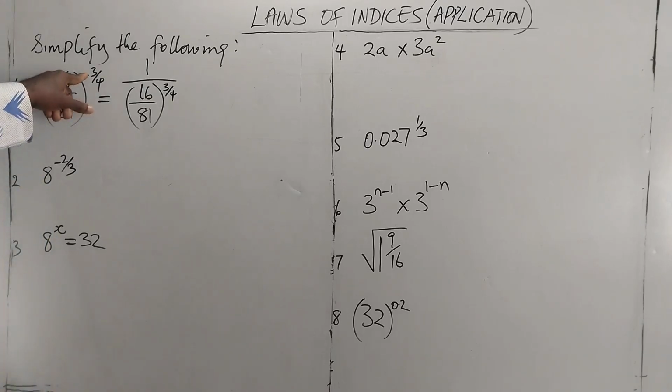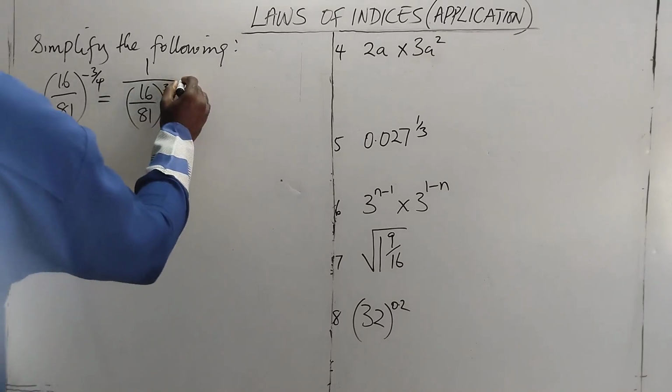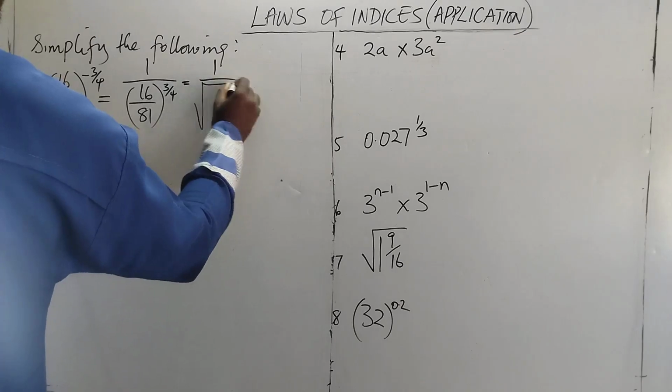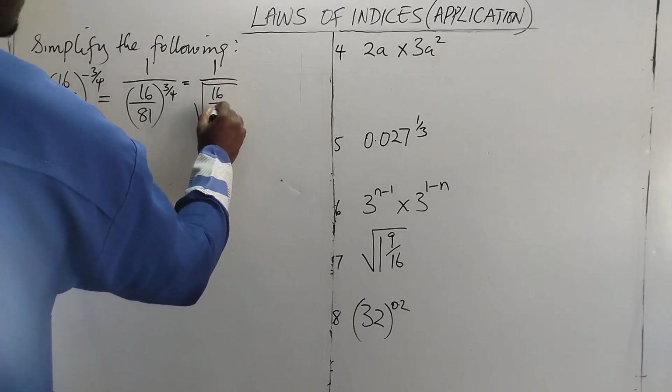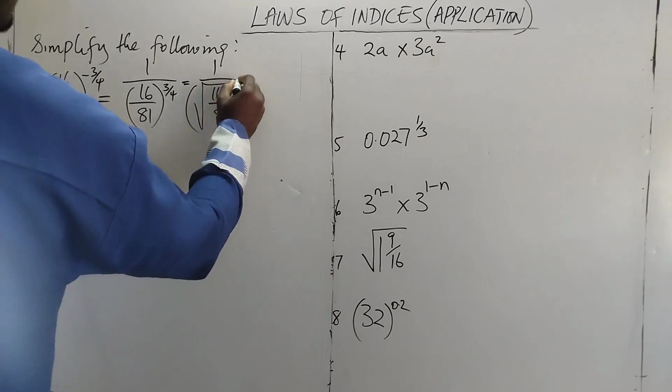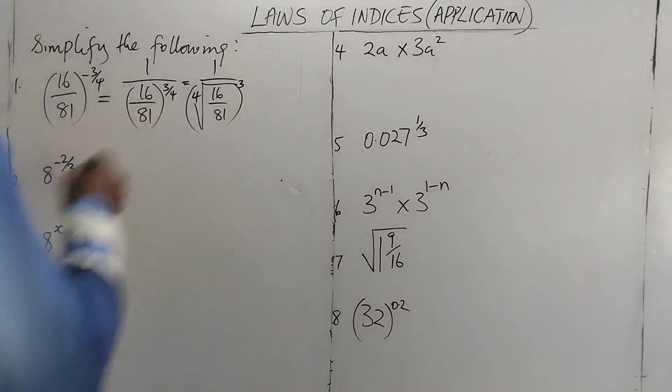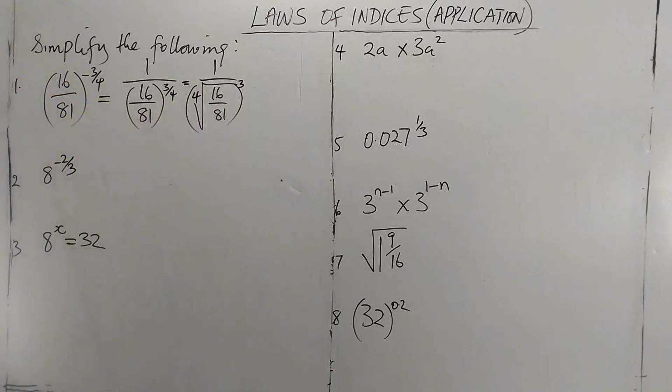It's because of the negative index, that's why we have 1 over 16 over 81, all raised to power 3 over 4. Then, if you continue, it will give us this. Then, this is fourth root. Fourth root of 16 upon 81, all raised to power 3.